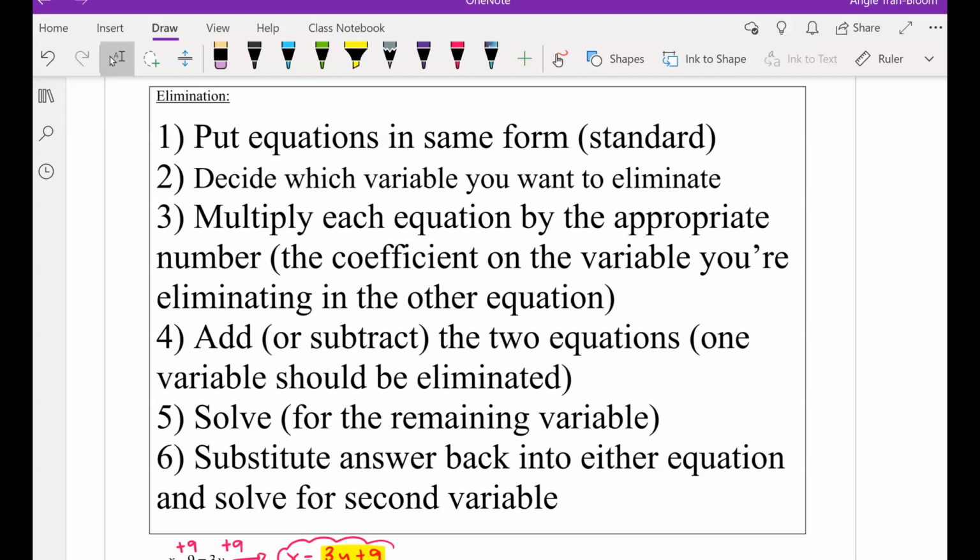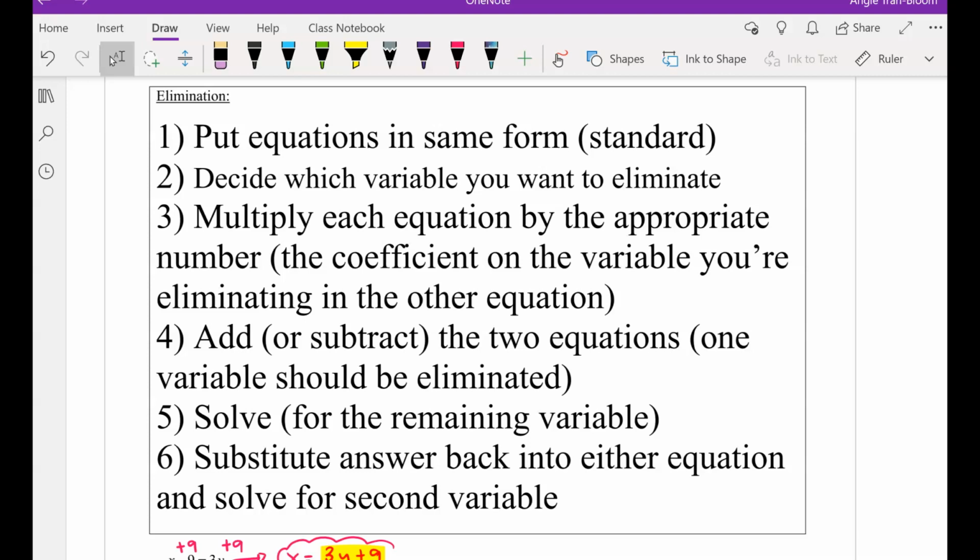So can you help me read number 1, Chris? Help me read number 1 under elimination, please. Put equations in the same form. Good. So under elimination, it's easiest if you put it in the same form. Normally standard, not all the time. You don't have to put in standard, but normally standard is the easiest, okay?